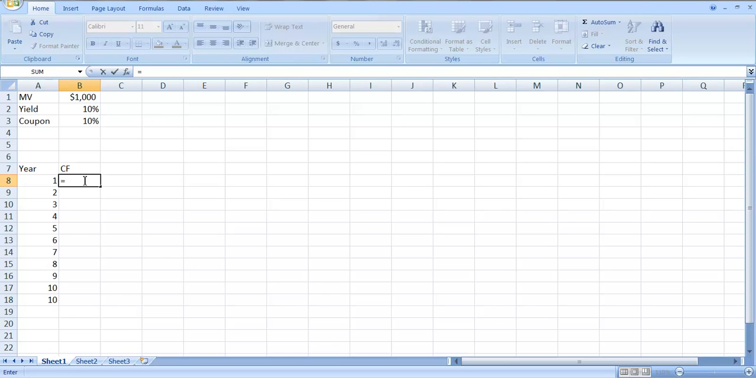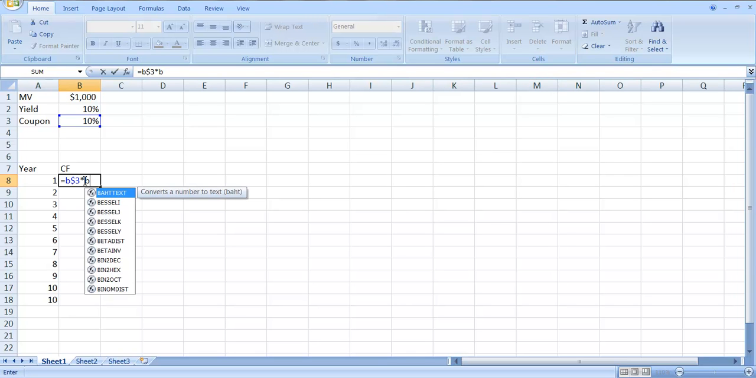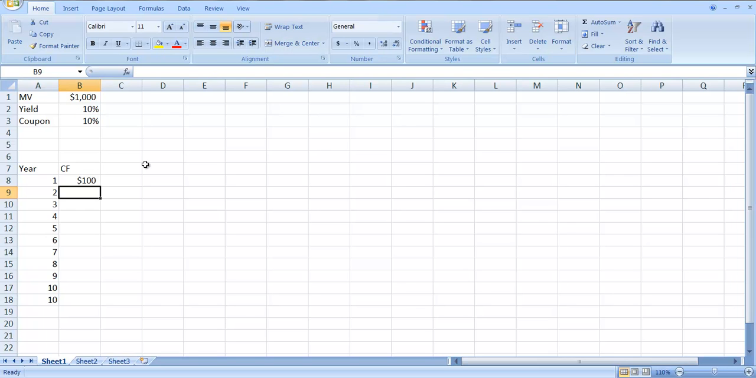So I want to say equals what's in cell B3, and I'm going to put in a dollar sign. The dollar sign says when I copy down the rows, just to stay in row 3, because there's nothing in cell B4. And there's nothing in cell B5. The asterisk key is for multiplication, and I want to multiply by the maturity value, and again I'm going to put the dollar sign in there so it doesn't change, times B1. So I get a $100 coupon payment in the first year, and I can just copy this down. I don't have to do this for each and every one.